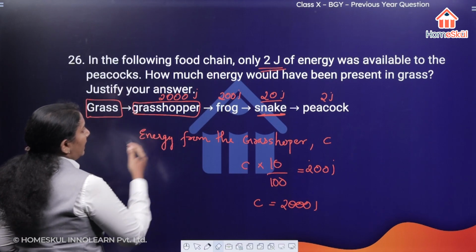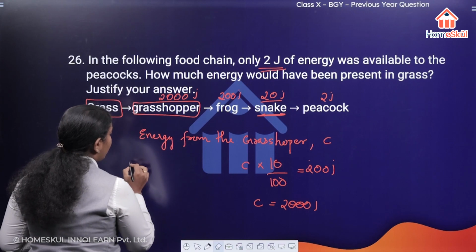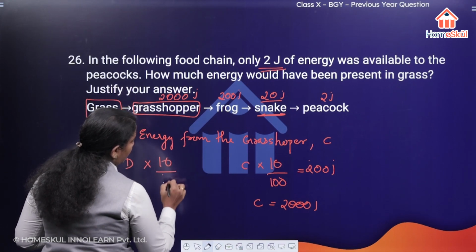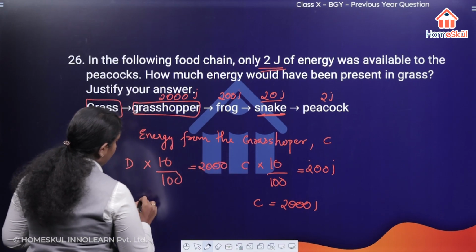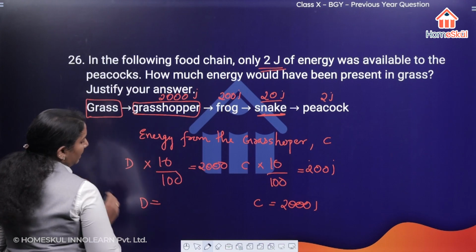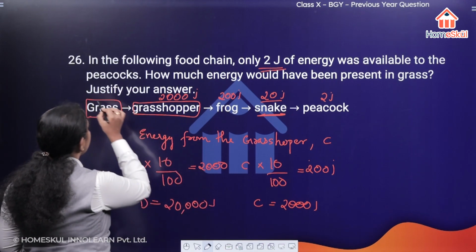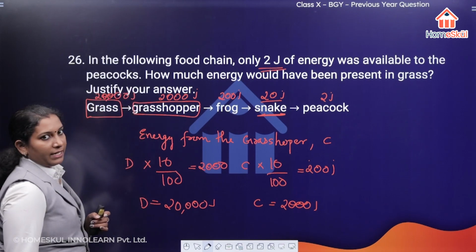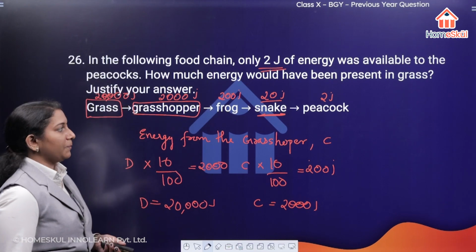Then, like that, what will be the energy present in the grass? It will be considered as D. Then D into 10% is 2000. Then we get D, the energy from the grass, as 20,000 joules, right? So the answer is 20,000 joules.